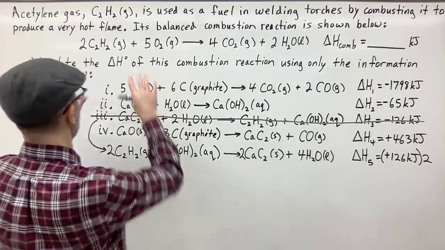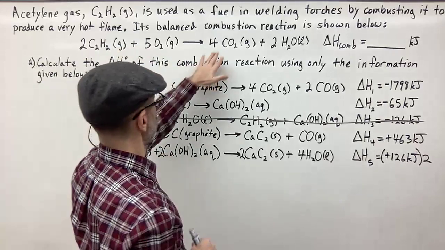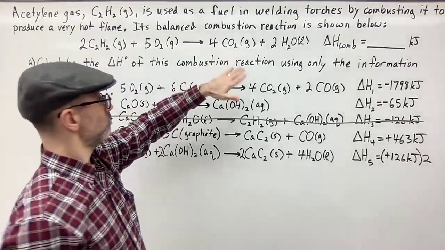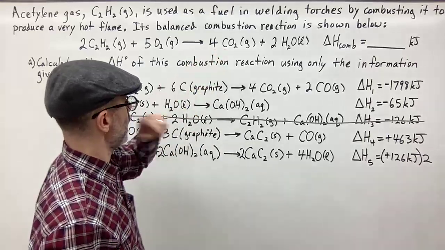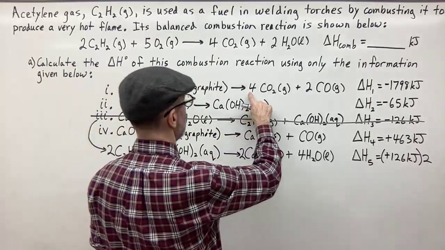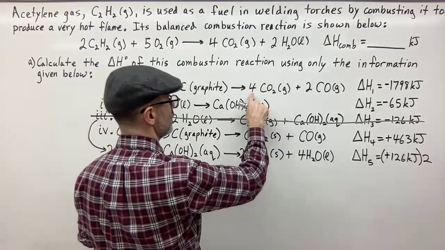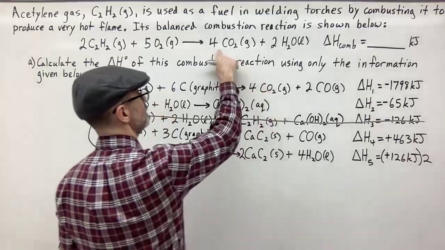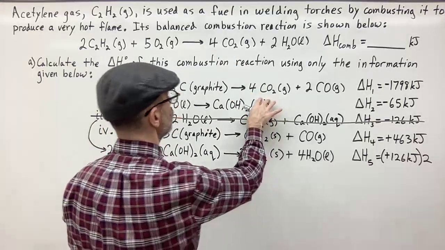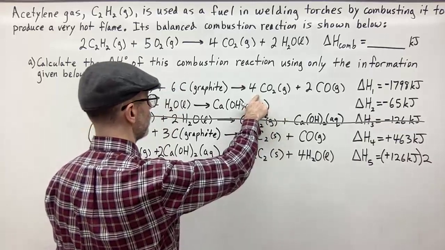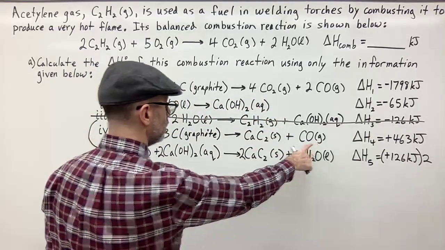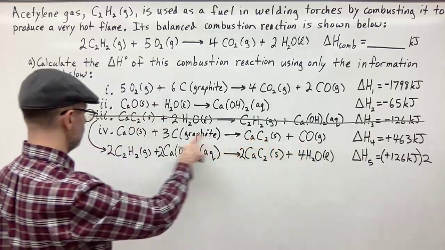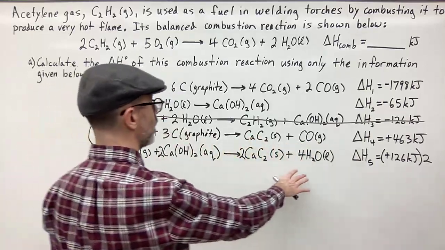Okay, so now we've got our reactants ready. Now let's look at our products. So I have 4 carbon dioxide. Notice I have 4 carbon dioxide here that matches. This is on the product side. So this is good. Okay, do I have any carbon dioxide anywhere else? I have carbon monoxide. No, nowhere else do I have carbon dioxide.